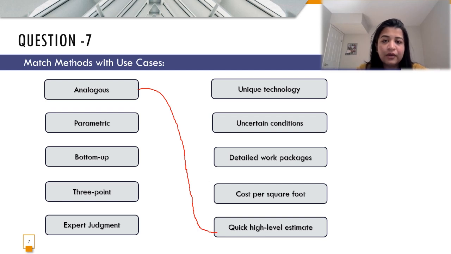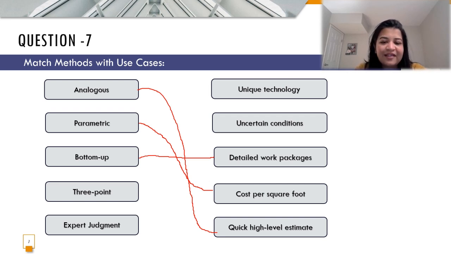Like we can look at the use case and understand that we have done this kind of project before, and we can give a high level estimate. For parametric, parametric means based on certain parameters. So that's where I can determine the estimate based on cost per square foot. Next is bottom up. Bottom up is to give the detailed package for each of the projects that you have been working on. So that's where you create detailed work packages.